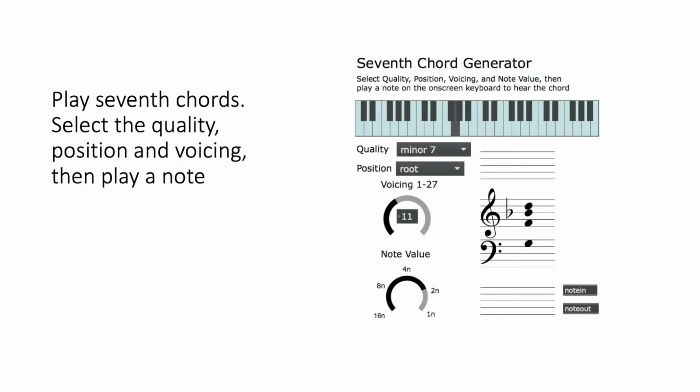The seventh chord generator plays seventh chords and also shows the notation for the seventh chords. When we select the quality and the position and the voicing and then play a note on the on-screen keyboard, we will hear and see the notation for that chord.